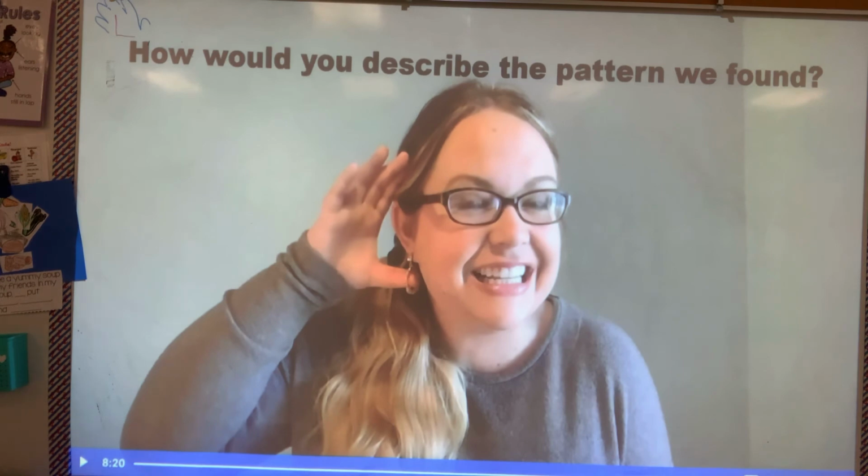When you're adding 1, what are you doing? I am going 1, 2, 3. Yeah, you're going to the next number. When you're adding 1, you're counting up to the next number. I'm going to say that again so that we remember. When you're adding 1, you're going up to the next number.